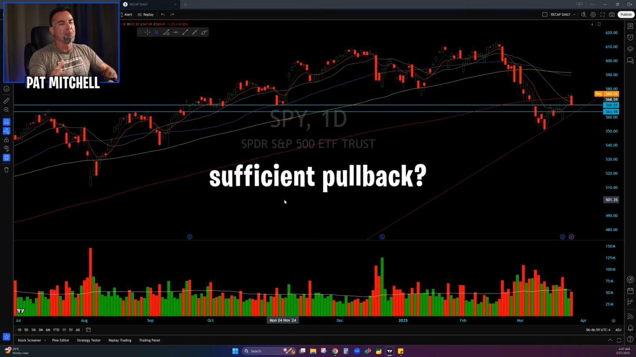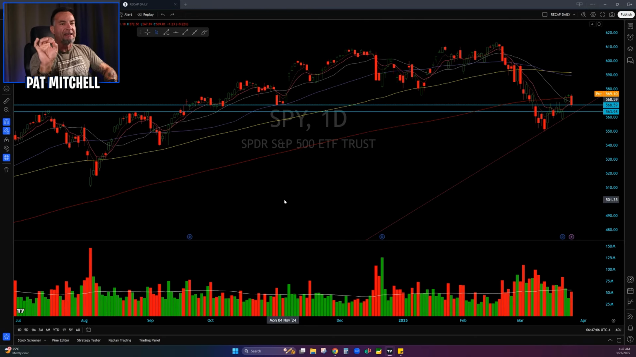Do we have a sufficient pullback in order to start hunting and looking for that long? Again, it's not about having a bias. If you have a bias, you are doing this wrong. I'm just talking about if you get the setup for that long after a pullback, let's say right in this area that we are right now, right at lows in this 550 area, you could absolutely start looking for a long. Most people would continue to short this down just because it broke the 200 SMA.